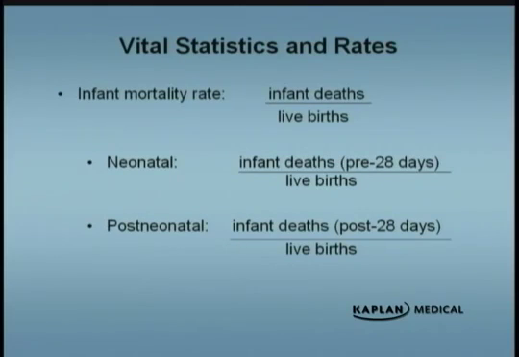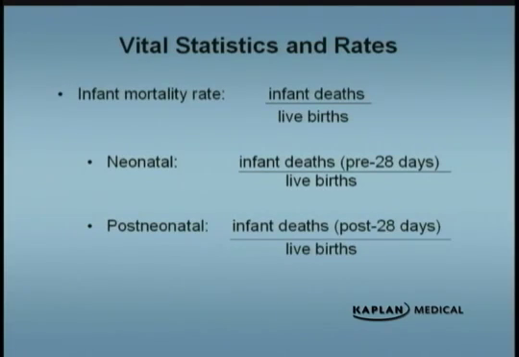Now wait a minute. Doesn't that look wrong to anybody? I mean, look at that again. Infant deaths from 29 days to 365 divided by live births. Shouldn't we be adjusting that live birth figure? Shouldn't we be saying live births minus the infants that died in the first 28 days? That would make mathematical sense, would it not? Right, but don't change that. Leave it the way it is here. The denominator is all live births.